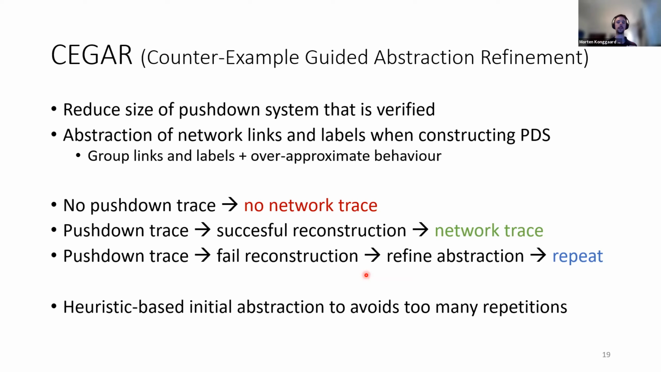Now, if we need to refine the abstraction too many times, it doesn't really help performance, because the reachability analysis is relatively fast, and we need to go through the network data structure every time we refine. So to set us off on a good starting point, we use some heuristics to make an initial abstraction that's close enough to what will eventually give us the answer.